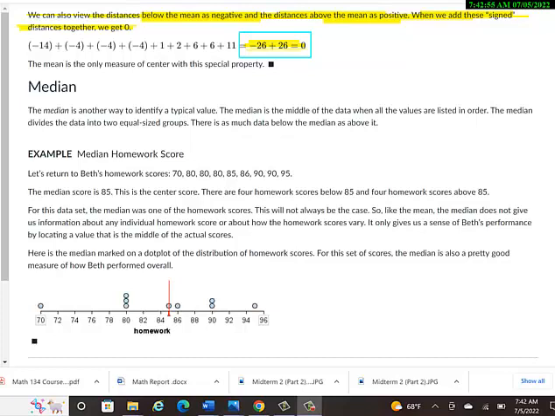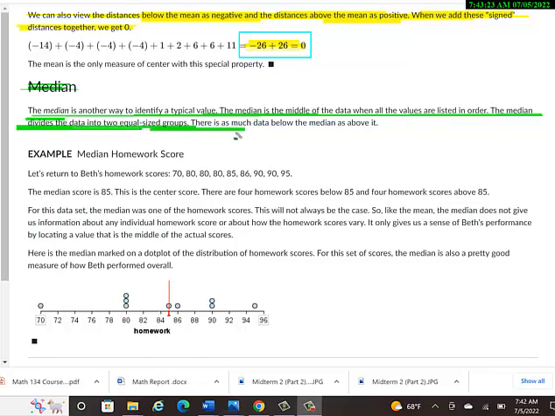Okay, now we'll talk about a different measure of center, median. So let's see, it says, the median is another way to identify a typical value. The median is the middle of the data when all the data values listed are in order. So kind of like the homework scores they gave us on that last example, they gave it to us from smallest to largest. If they either do that or the opposite, largest to smallest, then we can find the median pretty easily. The median divides the data into 2 equal-sized groups.